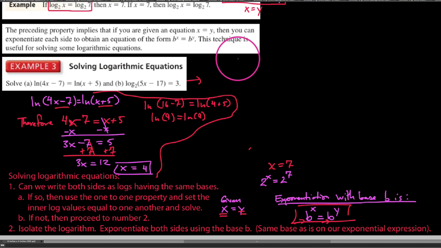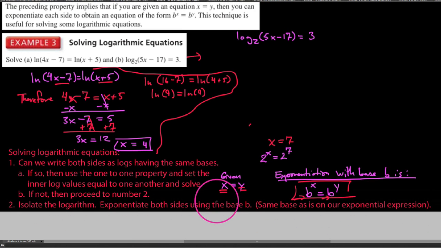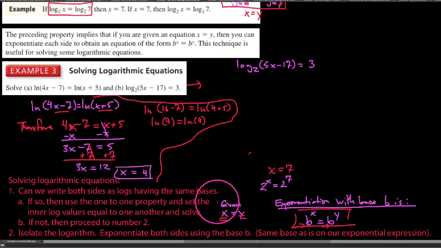So looking at our second equation, I'm going to take this out here in purple. We have log base 2 of 5x minus 17, and this is all equal to 3. Now, because I noticed that there's one and only one logarithm here, I'm going to want to isolate this log. The next step would be to exponentiate both sides using the base b, and looking at this, we would say that our base b here is 2.